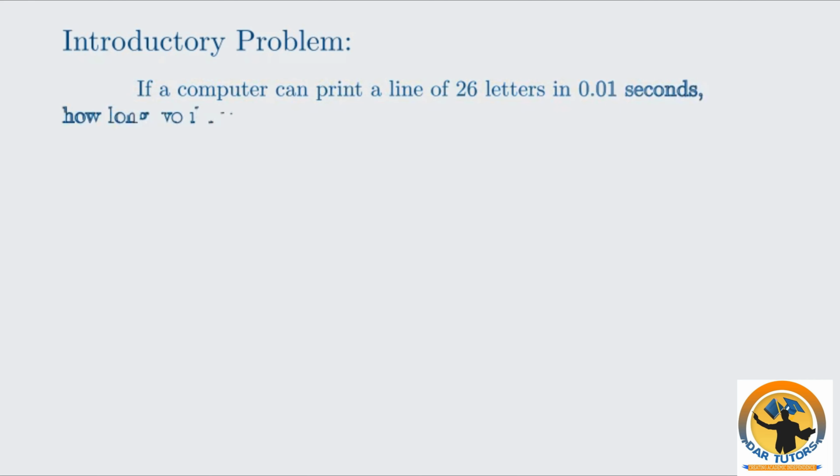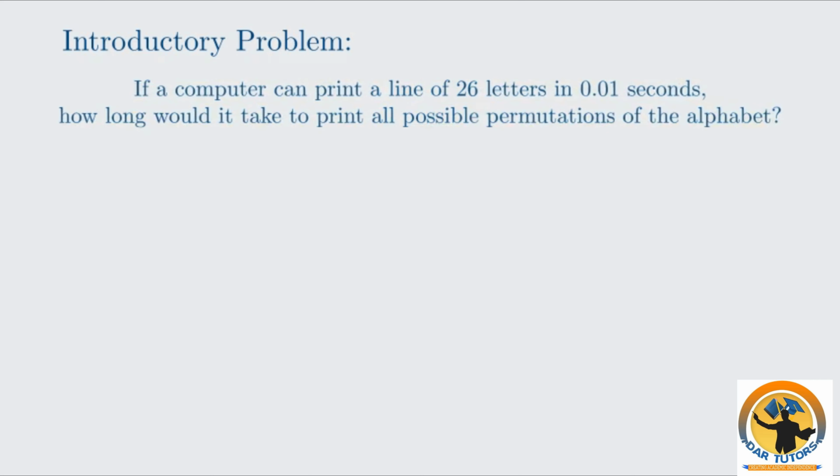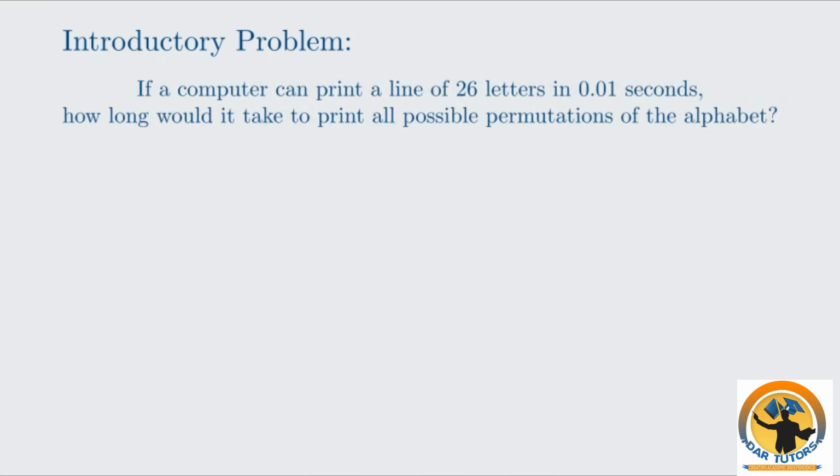Imagine a computer can print a line containing all 26 letters of the alphabet in 0.01 seconds. How long would it take to print all possible permutations of the alphabet? At first glance, this might seem impossible to calculate, but by the end of this video, you'll have the tools to solve it. This problem highlights why we need clever strategies for counting, especially when the numbers get very large.